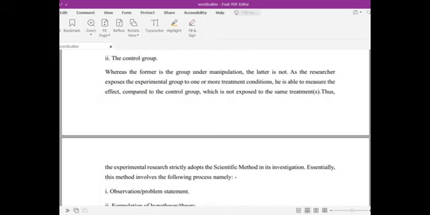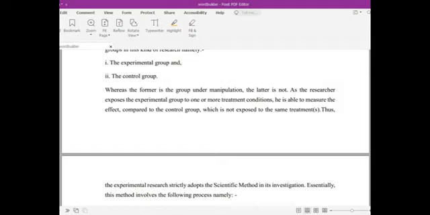You can see that because the control group was not exposed to that same treatment, the researcher is able to make a comparison. There is antibiotic in this, there is no antibiotic in this. This organism did not grow in this, but it grew in this. That is to say, that particular thing that is not in the control, which is in the other one, has actually had an effect on the organism.